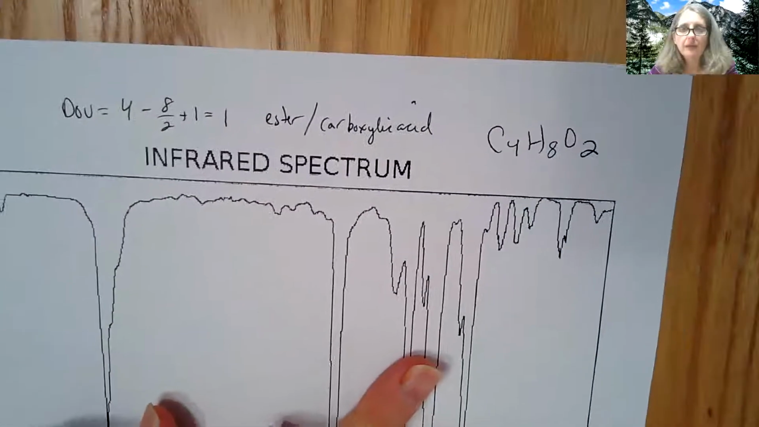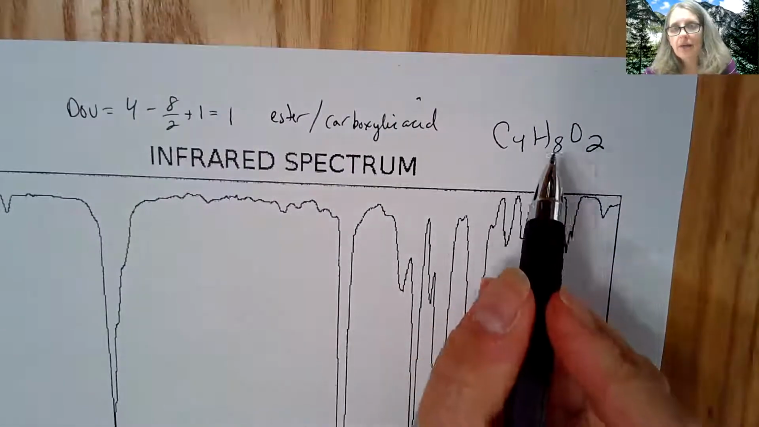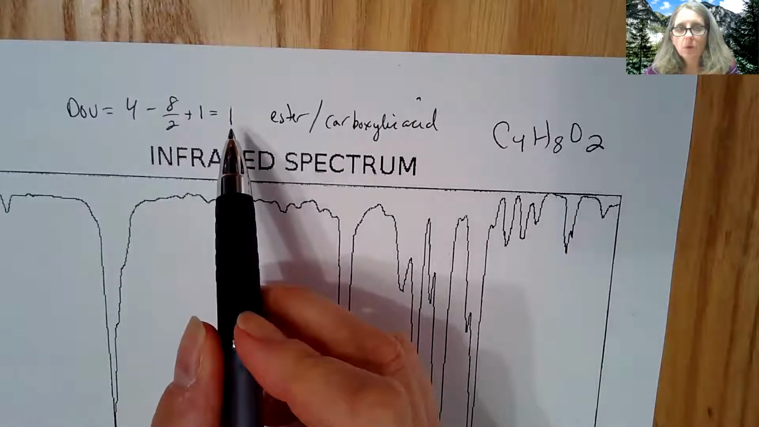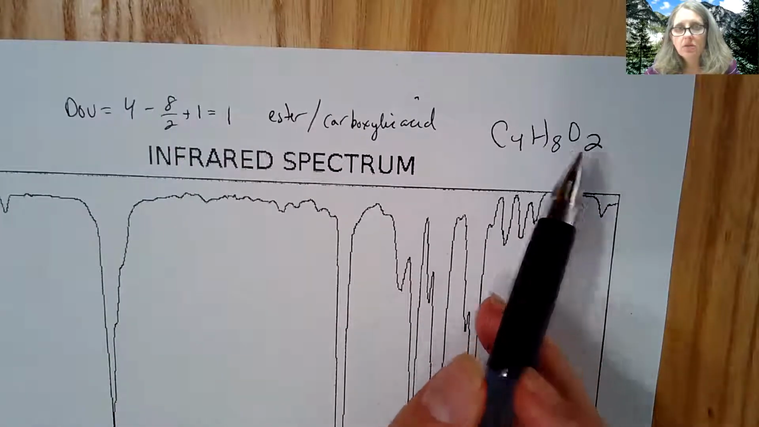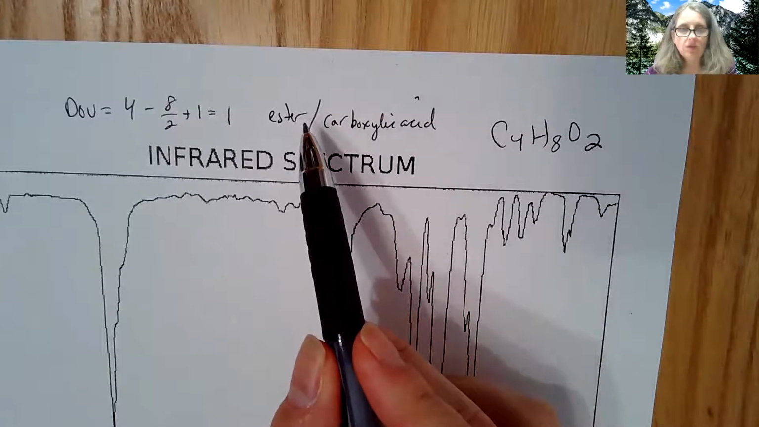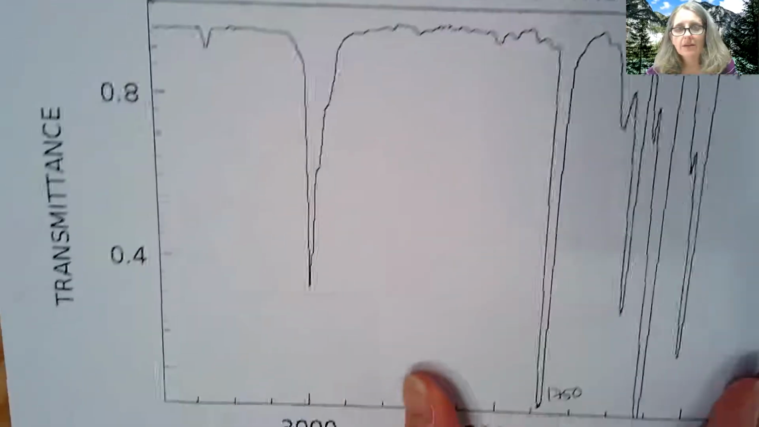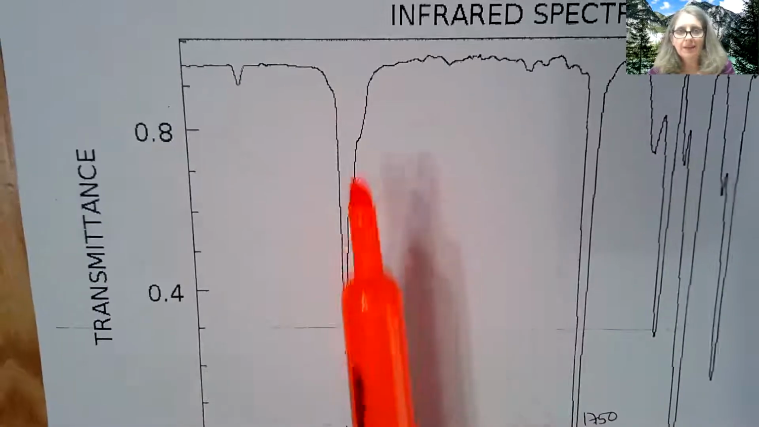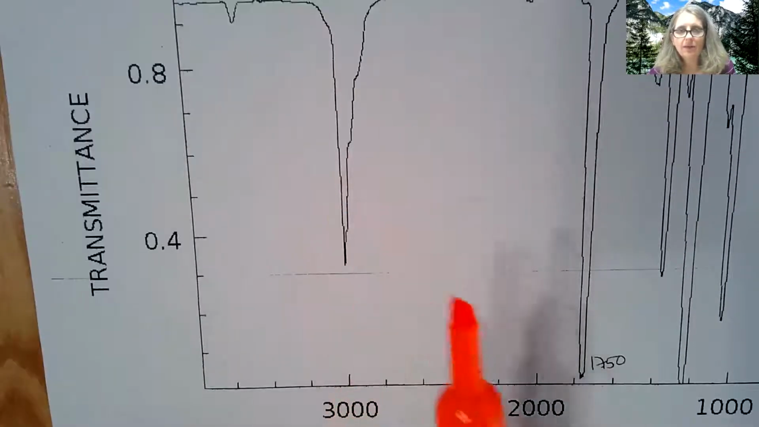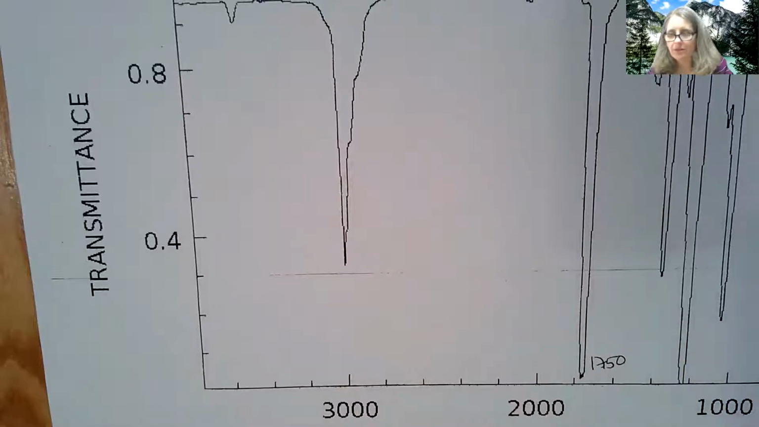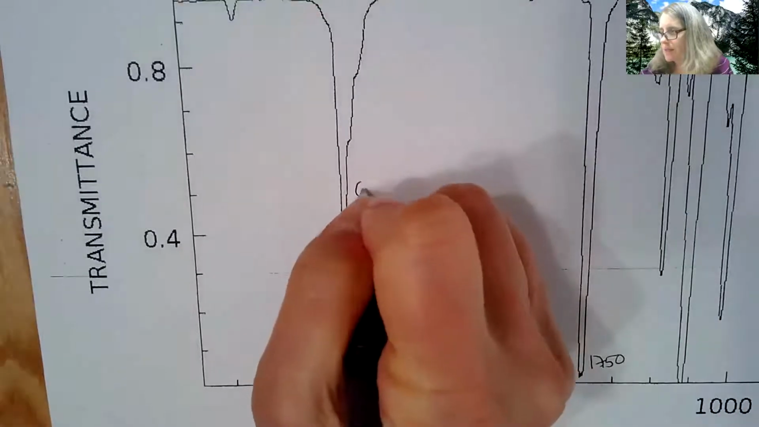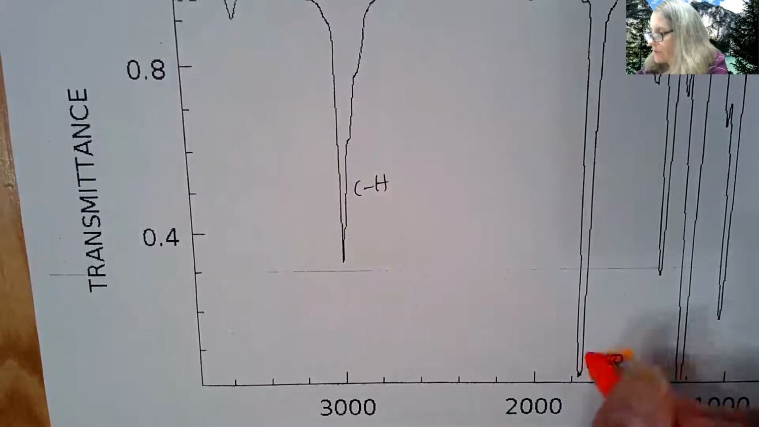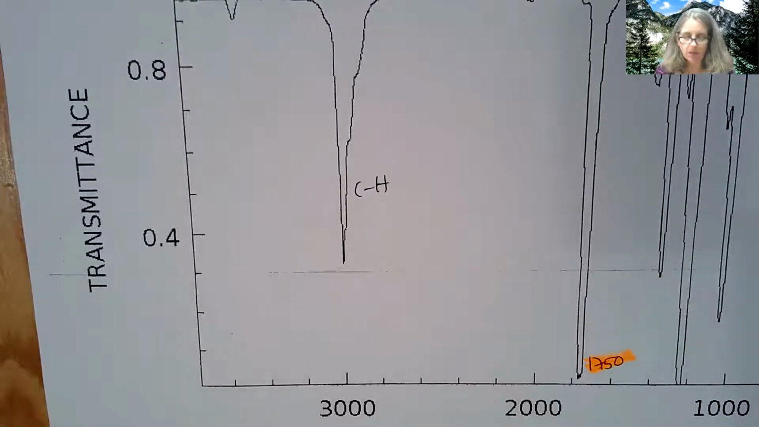Then we have our last one, which is C4H8O2. Degree of unsaturation turned out to be 1. Since I have 2 oxygens here, that's going to limit me to esters and carboxylic acids. So I got really 1 peak here, and I got around less than 3,000 here, so I know I got some CH bonds, but I don't have anything significant that I need to worry about. So it's really the 1750 peak that I'm looking at.